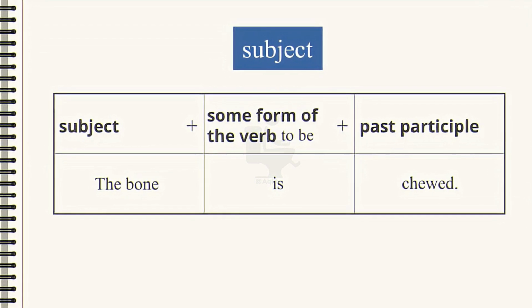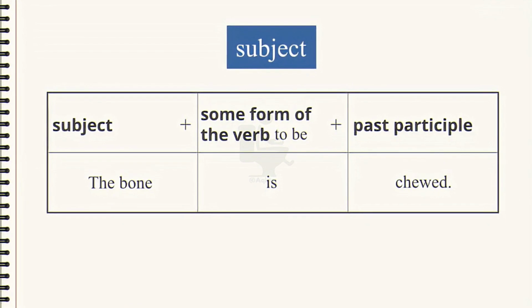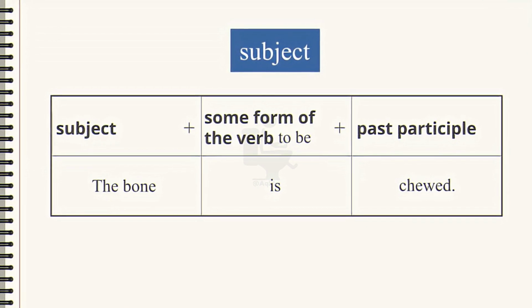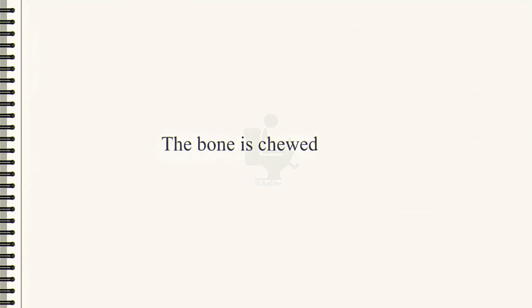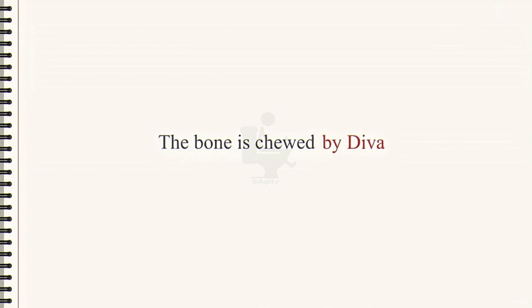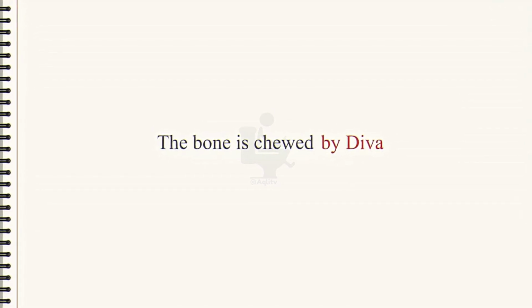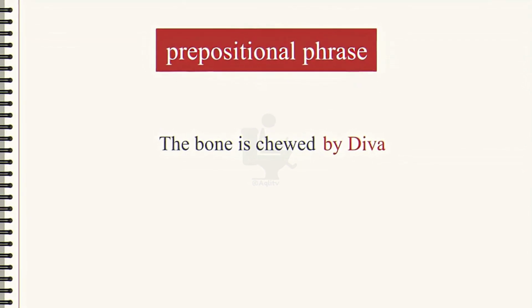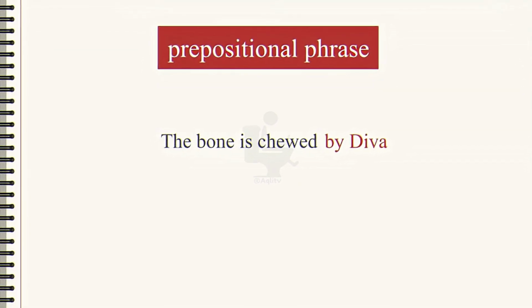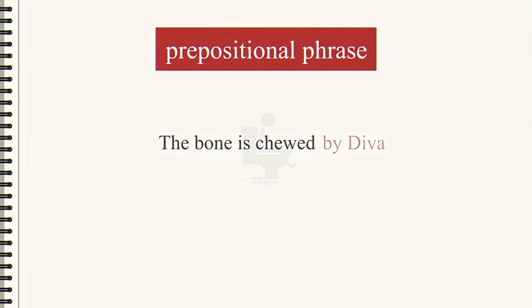But what if we do want to know who or what does an action? Is there any way to do this with the passive voice? Yes. Let's look at this sentence. The bone is chewed by Diva. Here, we've added "by Diva" to show who carried out the bone chewing. By is a preposition, and we call "by Diva" a prepositional phrase. Prepositional phrases are optional in the passive voice. The sentence makes sense with or without it.